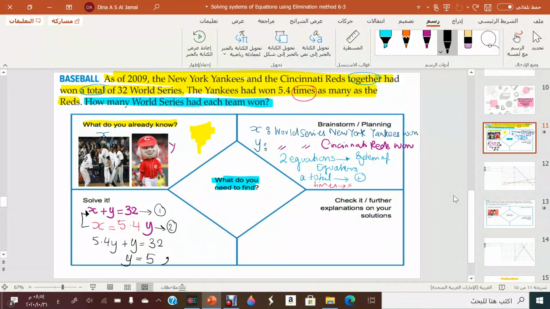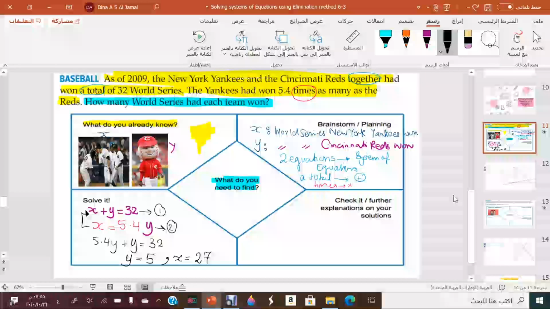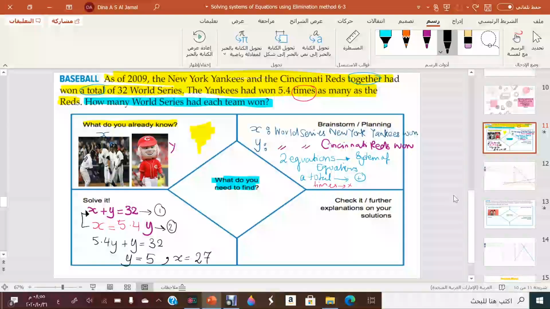Now we need to substitute to find x. So x is equal to 5.4 multiplied by y, and you will be having it 27. With this, we found how many World Series each team won. So y will be referring to the Cincinnati Reds, and x will be referring to the New York Yankees. So this is how many World Series they won.